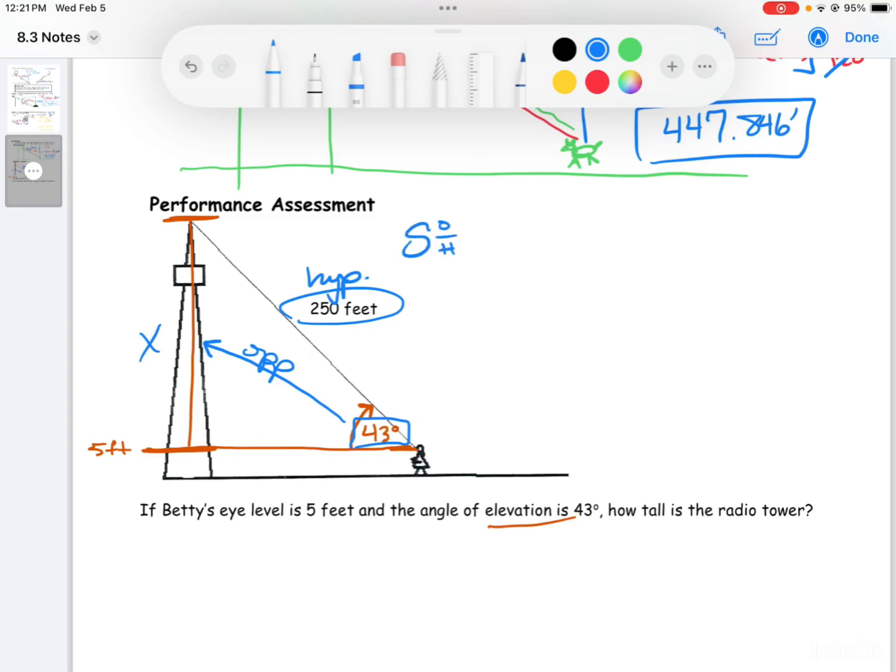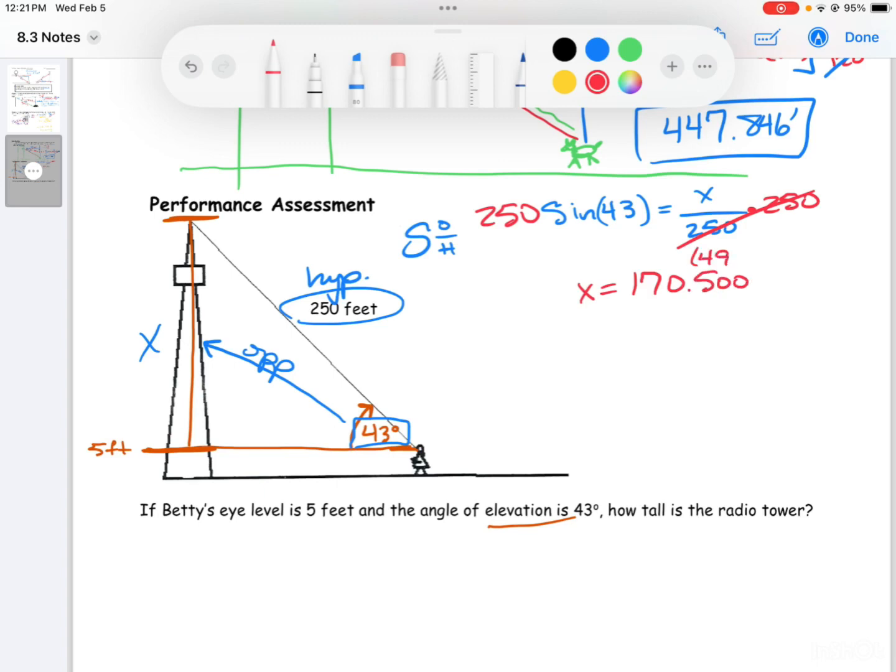So at this point, you know that sine uses opposite and hypotenuse. And so we could say the sine of 43 degrees equals the number I don't know over the hypotenuse. And to solve for this, we multiply both sides by 250. And when you put 250 times the sine of 43 into your calculator, you get 170.500, because it's 0.4995. So that would round up.